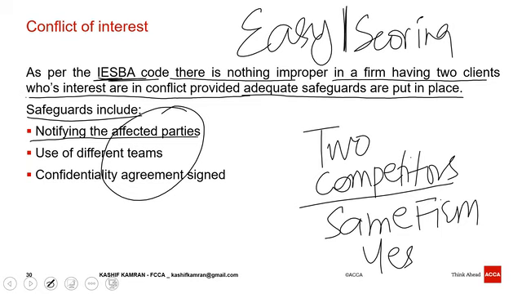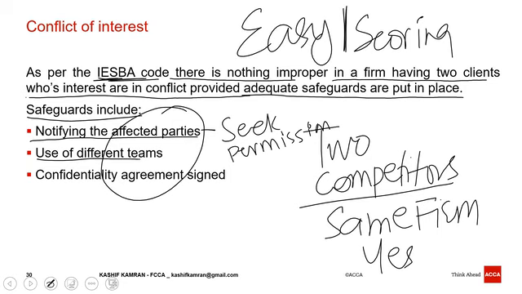Both of them should know the risk and the issues. You need to notify the affected parties and you need to seek permission. If both the clients give the permission, then use different teams. You can use a team for Pepsi, and a different team for Coke, provided both of them have given you permission to continue.